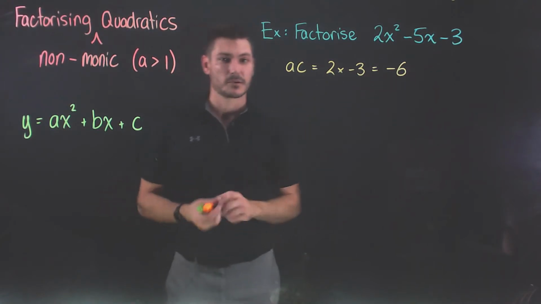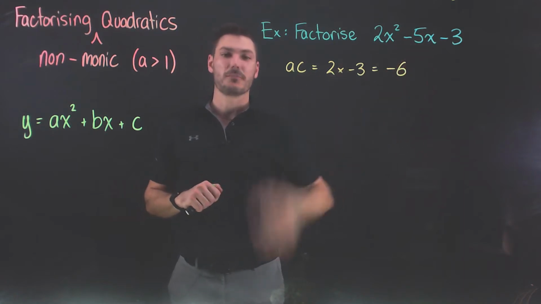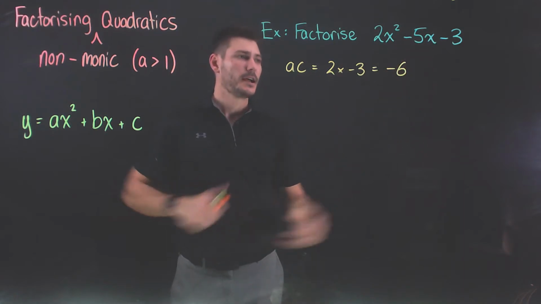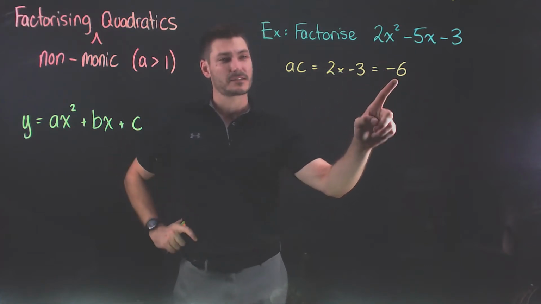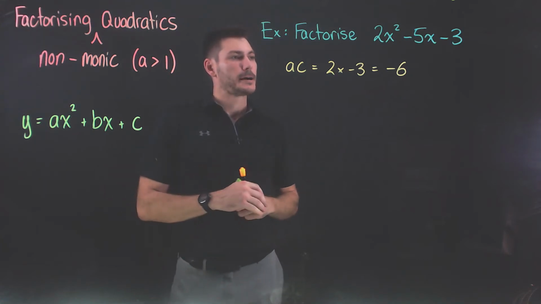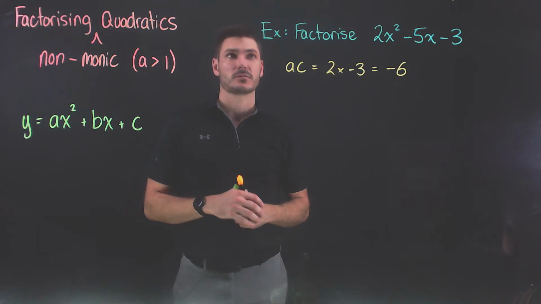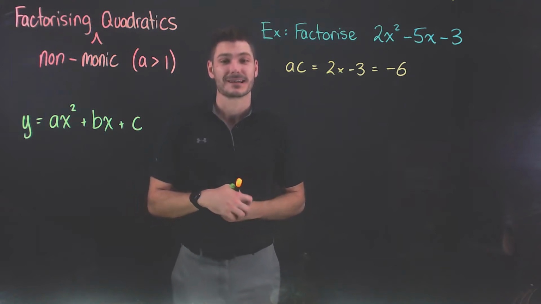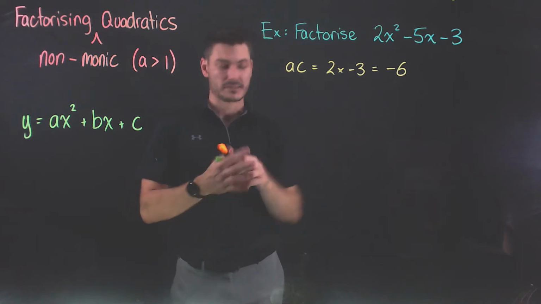Now the purpose of doing that is it informs me what I need to split this middle term into. Okay, and the way it does that is I need now two numbers that multiply to negative 6 and add to negative 5. So I'm thinking it's going to have to be 1 and 6 in general. It could be 2 and 3, I suppose, as well. Let's have a play around.